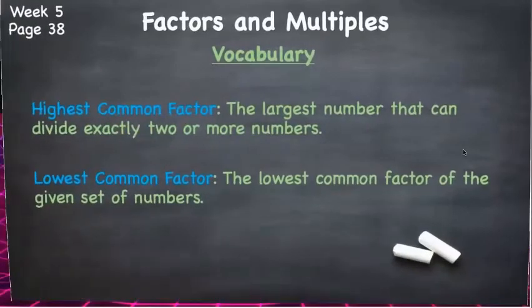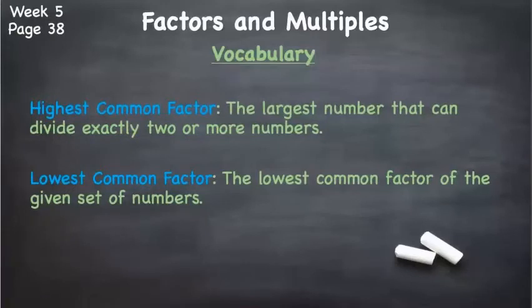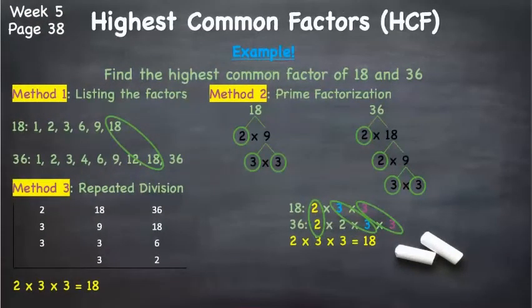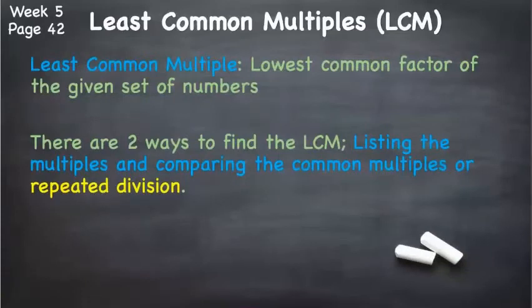This is for some classes. Some classes are already done with HCF and LCM. This is supposed to be multiple, okay? Since we are done with HCF, or greatest common factor, we will continue with LCM, or least common multiples. Once again, our vocabulary is LCM. It's the lowest common multiple of the given set of numbers.